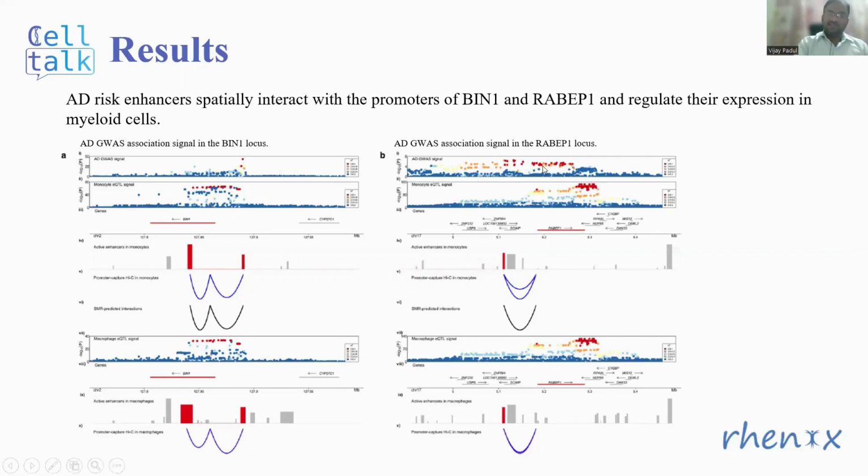And the same is done with RABEP1. So there is also a binding region that is statistically significant and is found to be interacting with the enhancer of that gene. In the same way, we can see in the macrophages also there is a statistically significant interaction between the enhancer and the promoter binding region of that particular RABEP1 locus.